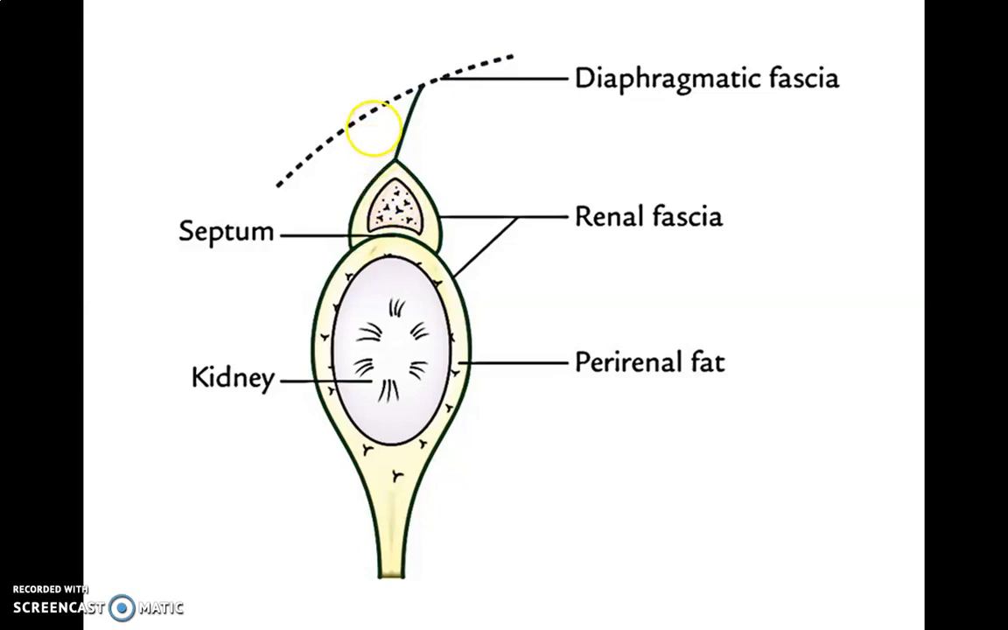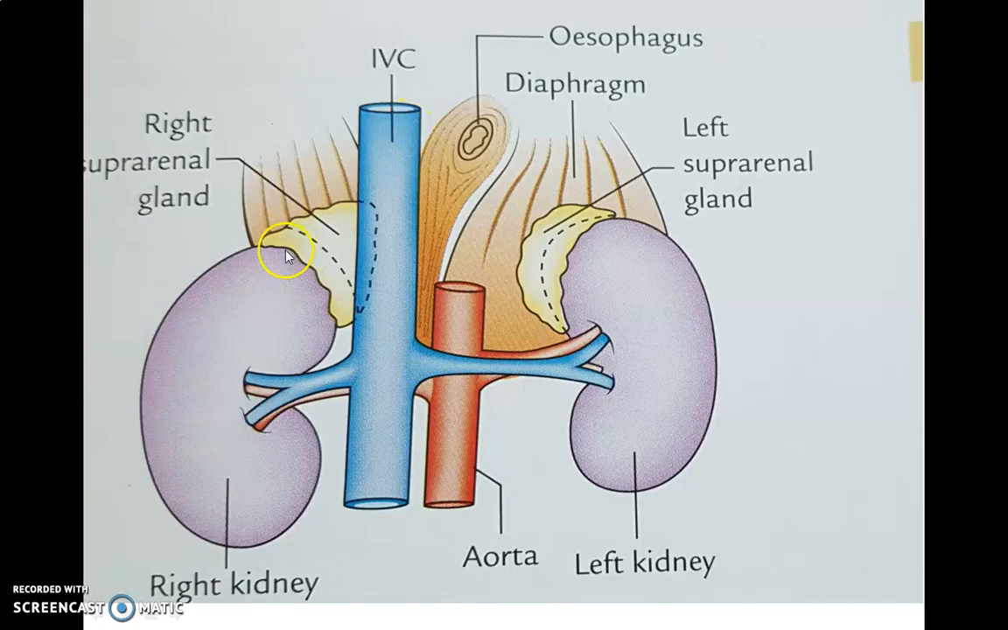At the upper end of this suprarenal gland, they unite and are reflected onto the diaphragm as the suspensory ligament of the suprarenal gland. See, this is the right suprarenal gland and the left suprarenal gland. Each gland has dimensions of height 50 mm, breadth 30 mm, thickness 10 mm, and weight is 5 gram.